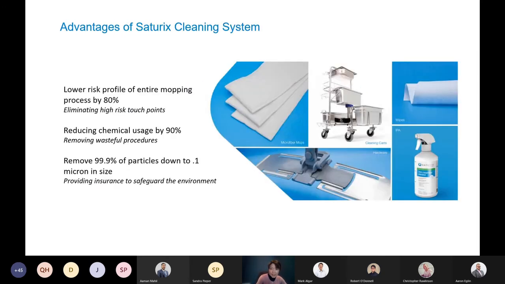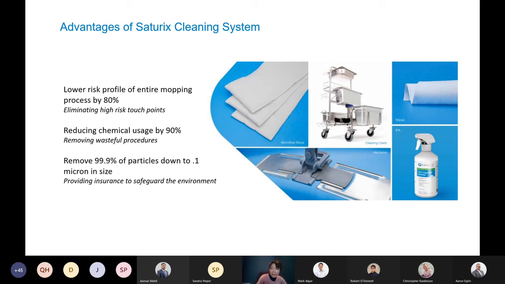Now I want to wrap up this presentation and hit 3 key points regarding advantages for the Saturix cleaning system. Based on our analysis, this system eliminates all the high-risk touch points, such as touching the dirty mop to remove the mop from the frame, attaching the mop to the frame, wringing, dipping, and rinsing. By doing that, we can lower the risk profile of the entire mopping process by 80%.